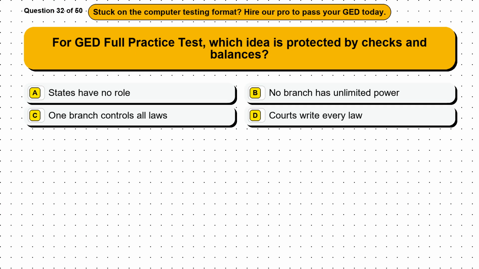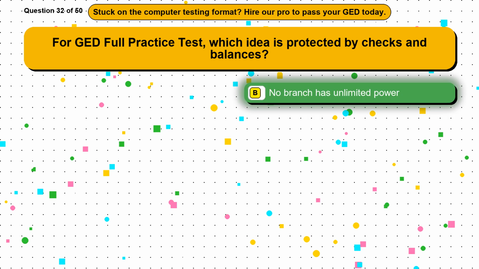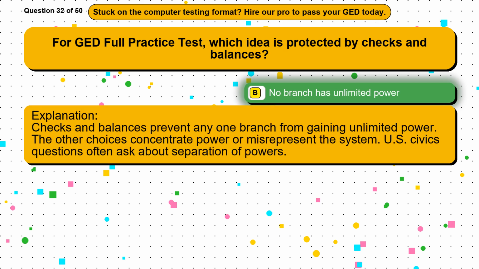Question 32. For GED Full Practice Test, which idea is protected by checks and balances? Option A, states have no role. Option B, no branch has unlimited power. Option C, one branch controls all laws. Option D, courts write every law. The correct answer is option B. No branch has unlimited power. Checks and balances prevent any one branch from gaining unlimited power. The other choices concentrate power or misrepresent the system. U.S. civics questions often ask about separation of powers.